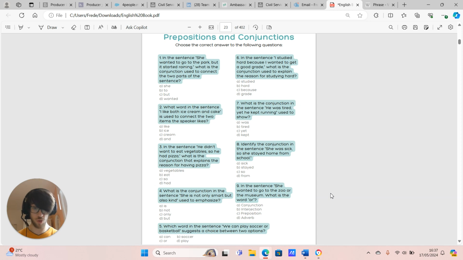She wanted to go to the zoo or the museum. What is the word "or" in that? She wanted to go to the zoo or the museum. You see how it connects the two parts of that sentence together, the two nouns in that sentence, zoo and museum, they're connected by the word "or".